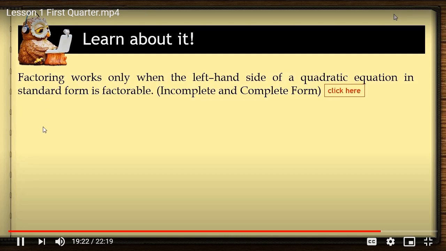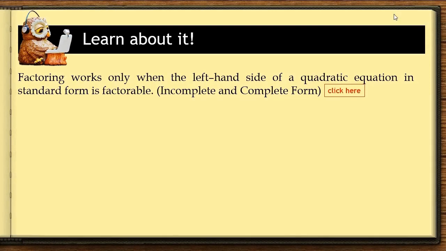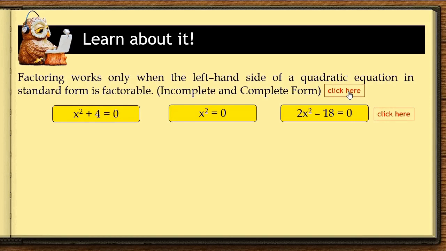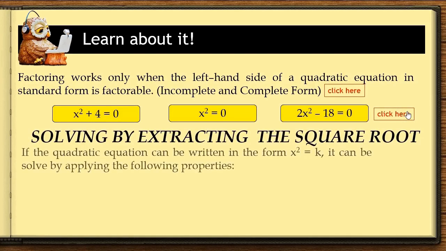Factoring works only when the left-hand side of a quadratic equation in standard form is factorable. Study the examples below. We cannot use factoring in solving this kind of equations. So, we need to learn another method of solving quadratic equations. And this one is called extracting the square root.